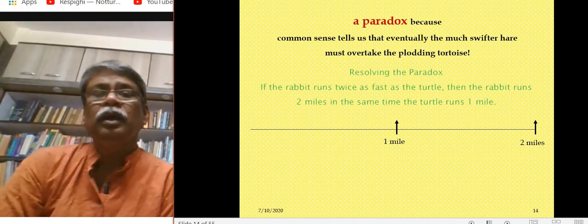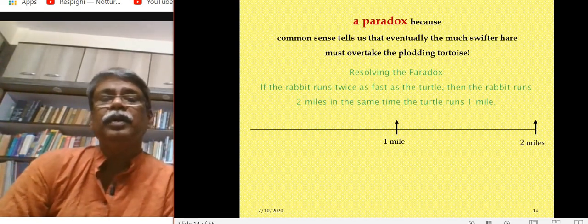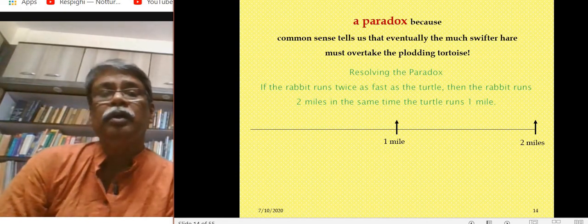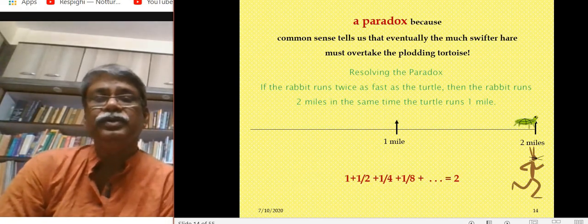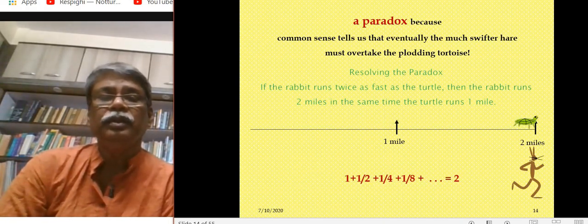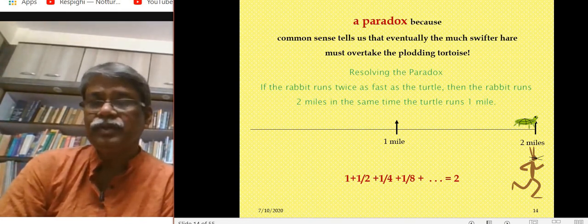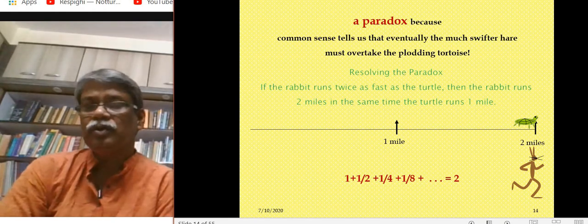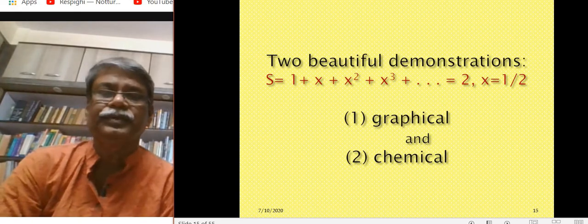So resolving the paradox, if the rabbit runs twice as fast as the turtle, then that rabbit runs 2 miles at the same time that turtle runs 1 mile, right? So the paradox is resolved, and the total distance covered is, since the first mile is 1, then half of these, then half of the remaining 1/4 and 1/8 and so on, but the total is 2 miles that we know to start with. So definitely the answer is 2. The way you are dividing the parts is as an infinite series, but the answer is a finite 2, right? So it's not really a problem now after getting a lot of knowledge about infinity or infinite series.